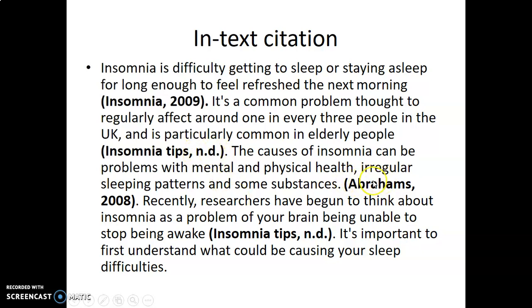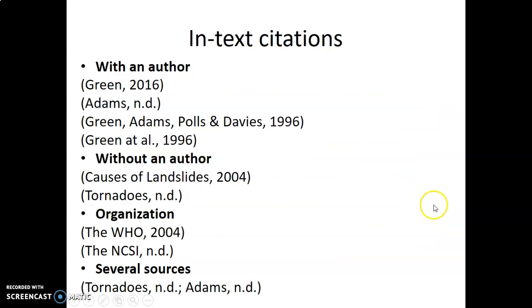If you don't know the name of the author, you write the name of the article. For example, here, insomnia tips, the author is unknown, right? So that's the way it should look. Whatever you take from some source, you paraphrase it, you mention it in brackets like this, and you make sure that your in-text citations match the list of references. They should be there in both places. All right, that's how we write in-text citations.